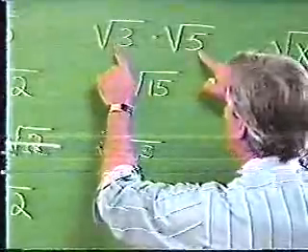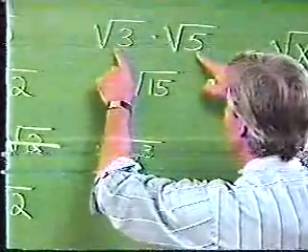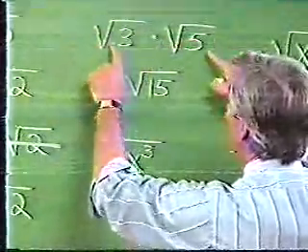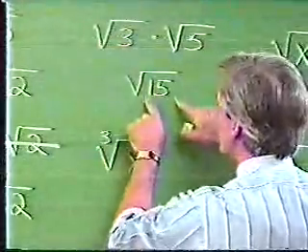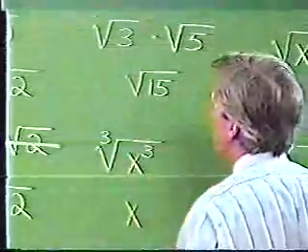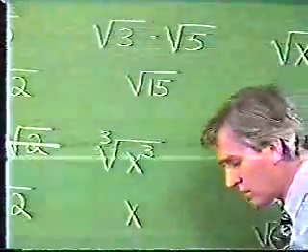That is, if we have the square root of 3 times the square root of 5, then to simplify this matter, we can write it as the square root of 15. These are equivalent forms, and this is a bit simpler than that is. Now, what about this situation?